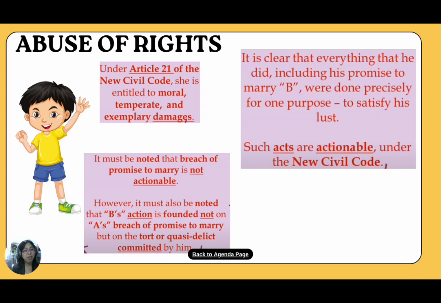It must also be noted that this action is founded not on a breach of promise to marry, but on the tort or quasi-delict committed by him. It is clear that everything that he did, including his promise to marry B, were done precisely for the purpose to satisfy his lust. Such actions are actionable under the New Civil Code. Di ba? Magulo na sila sa ano.